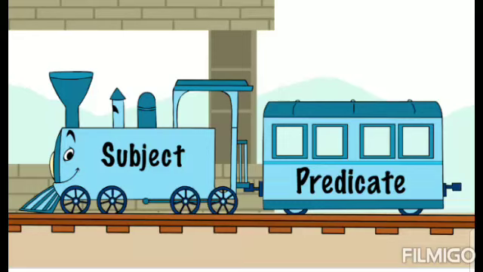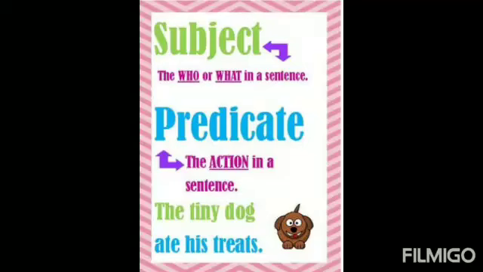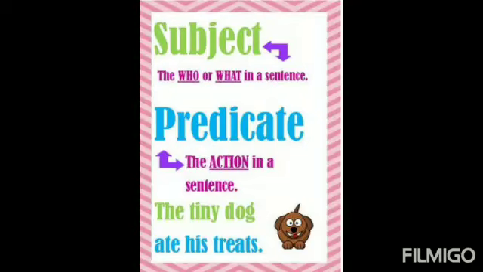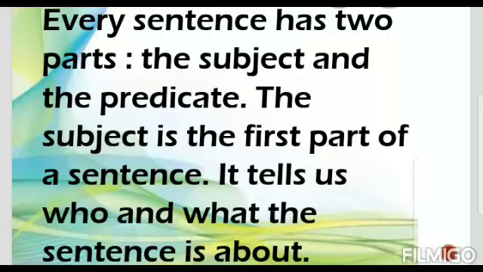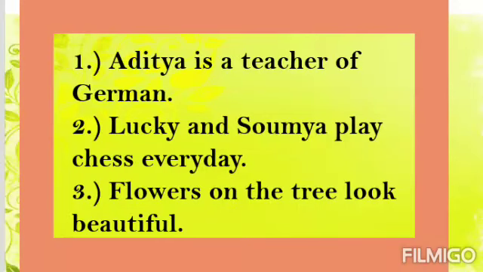Today, we are going to start with lesson 2 of our grammar book, Subject and Predicate. Children, you have already studied subject and predicate in your previous class. But here, we'll get some more information about this topic. Let us start with a recap. We all know that a sentence is always divided into two parts, the subject and the predicate. What is a subject? The subject is the first part of the sentence and it tells us who or what the sentence is about. Now we'll see the examples.